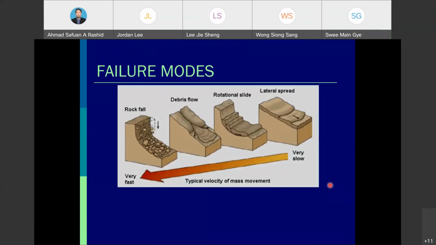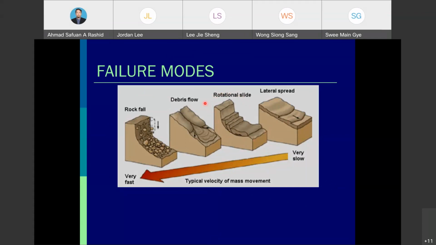So this is the velocity of the mass movement related to the type of the failure. It starts from the lateral spread, which shows a very slow movement. Rotational slide, the movement starts to increase. When it comes to debris flow, it has a very huge velocity. And the last one is the rock fall. So we can see a lot of this type of failure.